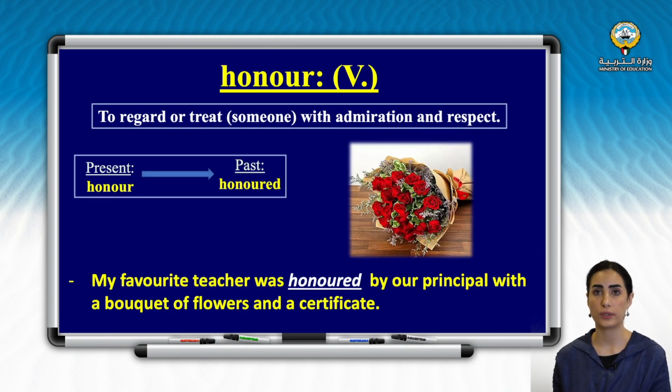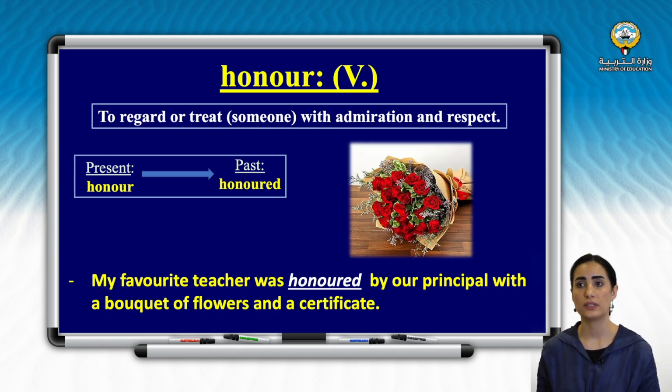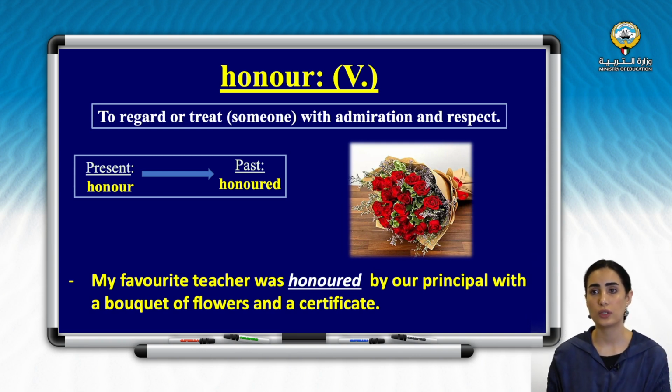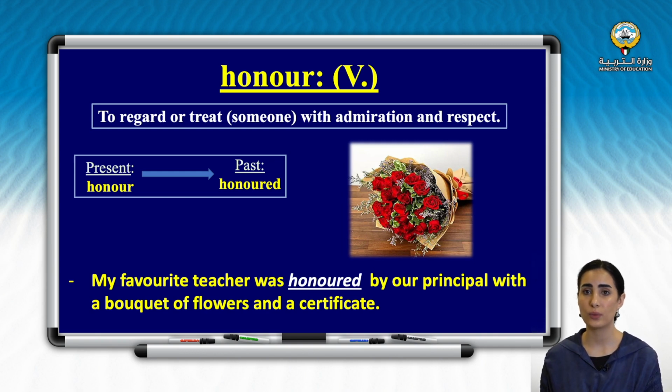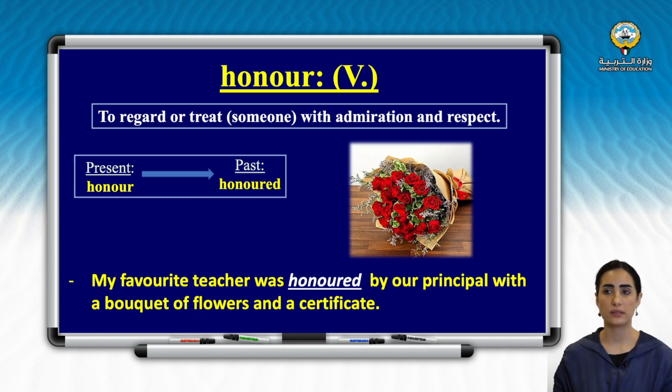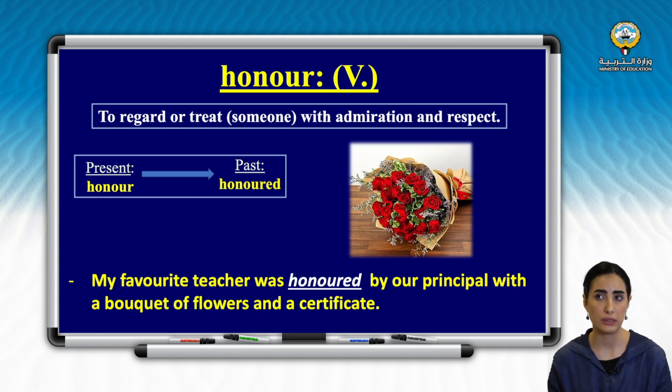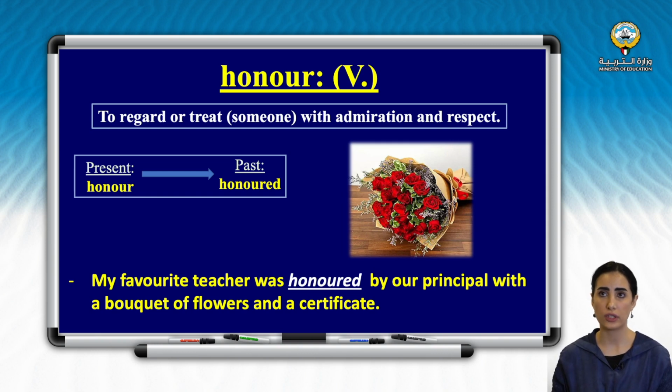Moving on to the next word, we have the word honor. Repeat after me. Honor. Honor. What part of speech is honor? It's a verb. Good. What is the past form of honor? It's honored, adding ed. Let's read the example. My favorite teacher was honored by our principal with a bouquet of flowers and a certificate. As you can see in the picture, the teacher is honored by the principal. So honor means to regard or treat someone with admiration and respect.